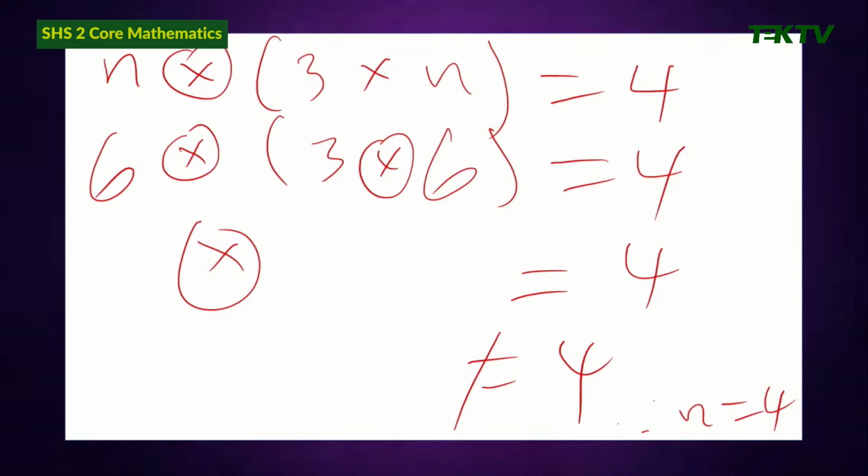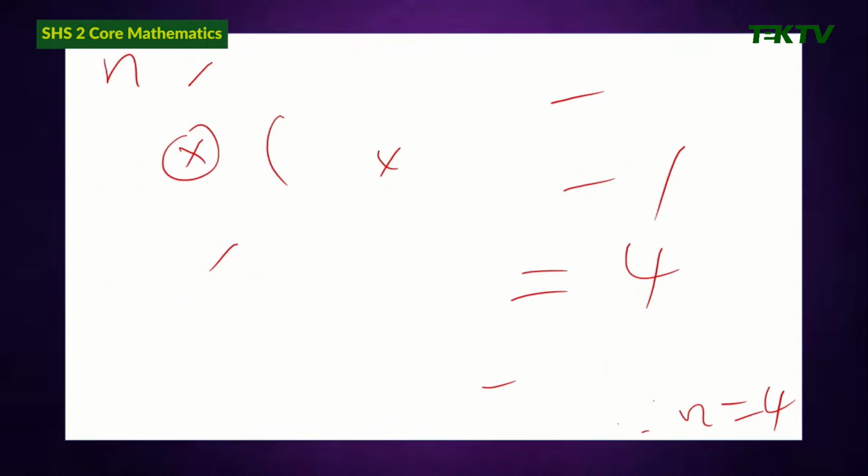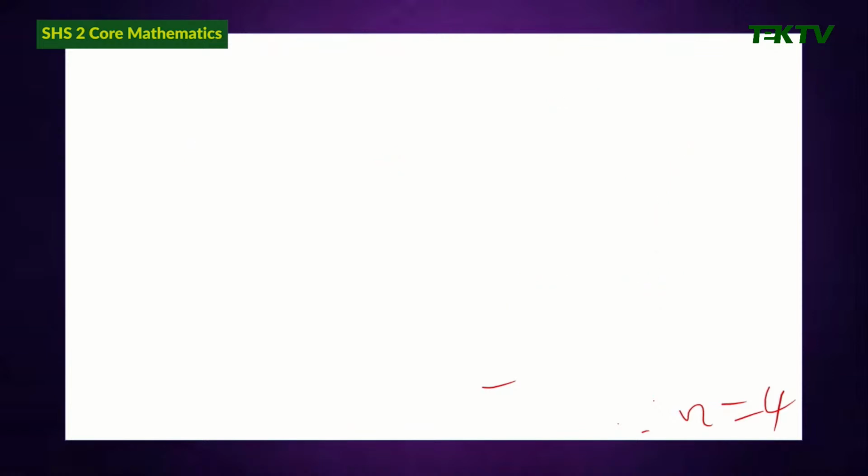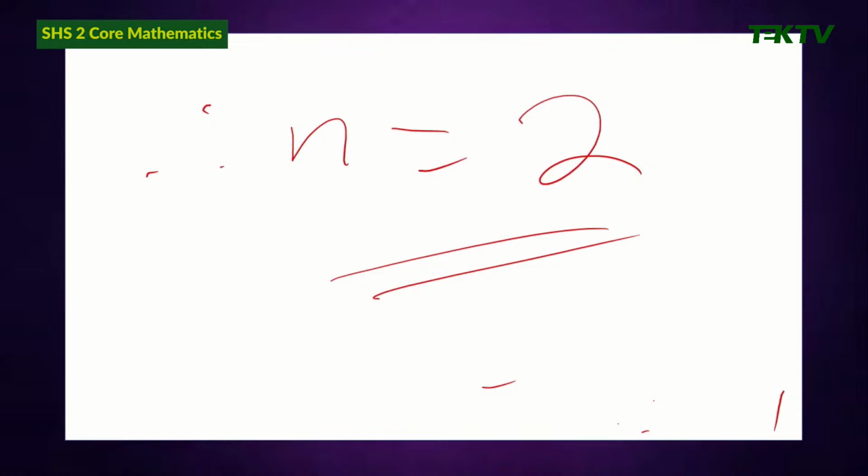3 times 6, we always have to do the one in the bracket first. 3 times 6 is 2. And now 6 times 2. 6 times 2 will also give you 2, which is not the same as 4. So here only one element gave us the right answer, which is 2. This time it wasn't a truth set. After showing this work, you write, therefore, n is equal to 2, and that will be your answer for this one.